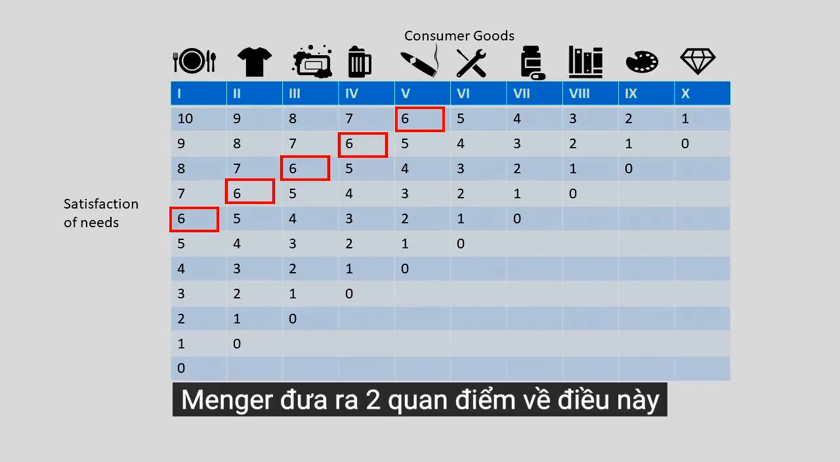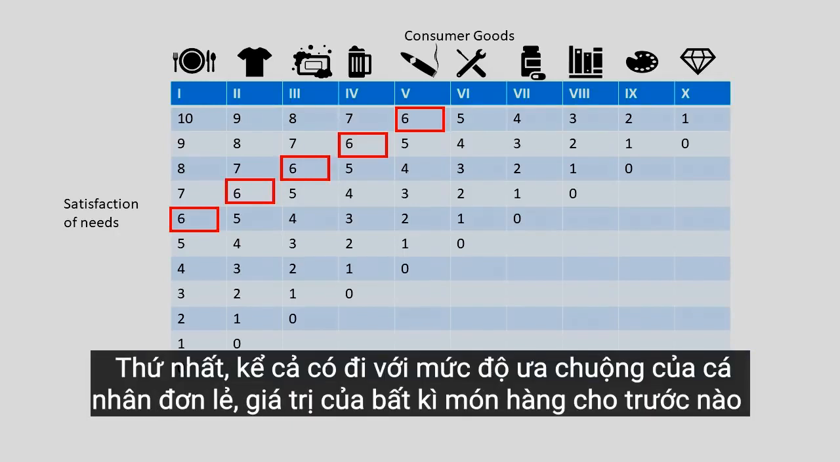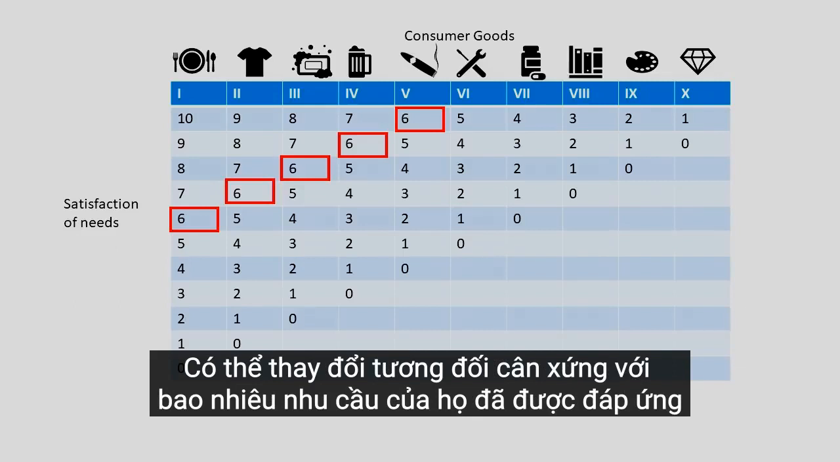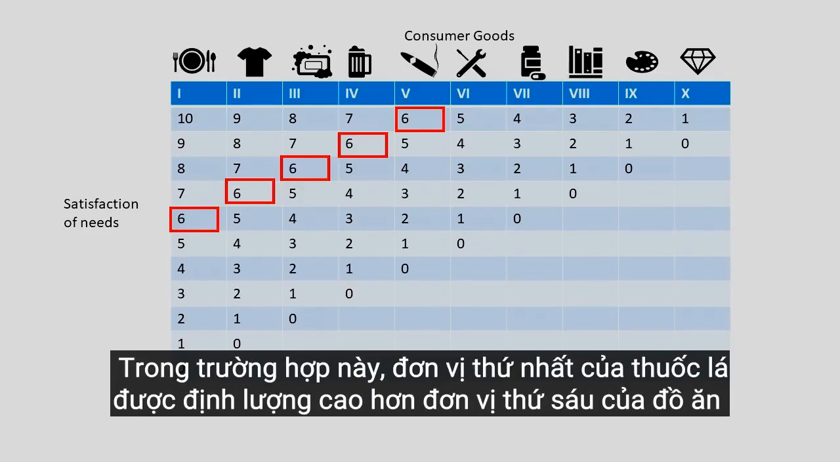Menger is making 2 points with this. First, that even within the preference scales of a single individual, the value of any given good may change relative to how many of their needs have been satisfied. In this case, the first unit of tobacco is valued more highly than the 6th unit of food.